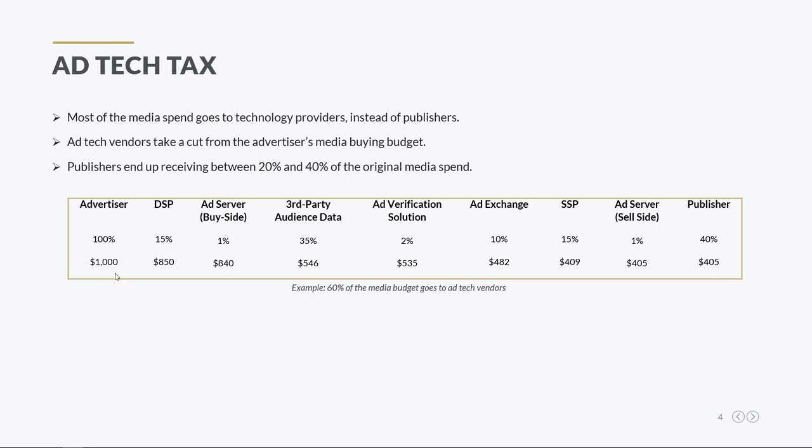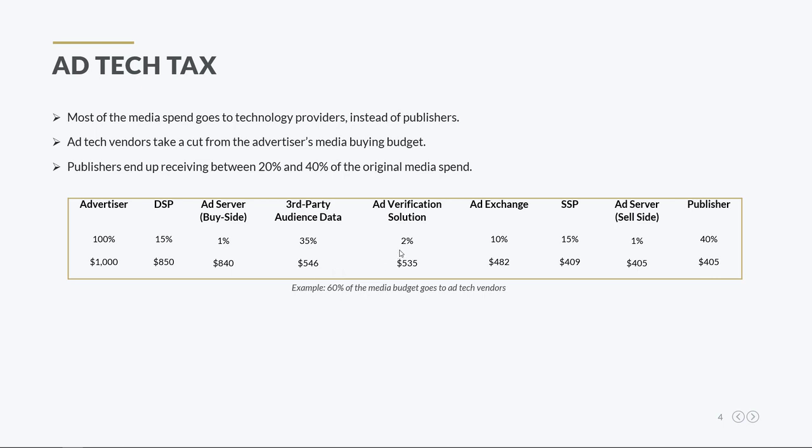The advertiser has agreed to pay a 15% fee of his media spend to their DSP. That situation leaves them with $850 for media buying. His ad server also gets a cut of 1%, leaving $840 for media buying. In addition to that, if the advertiser wants to target third-party audience segments, there will be an additional cost of 35% for doing that, which leaves $546 for media buying.